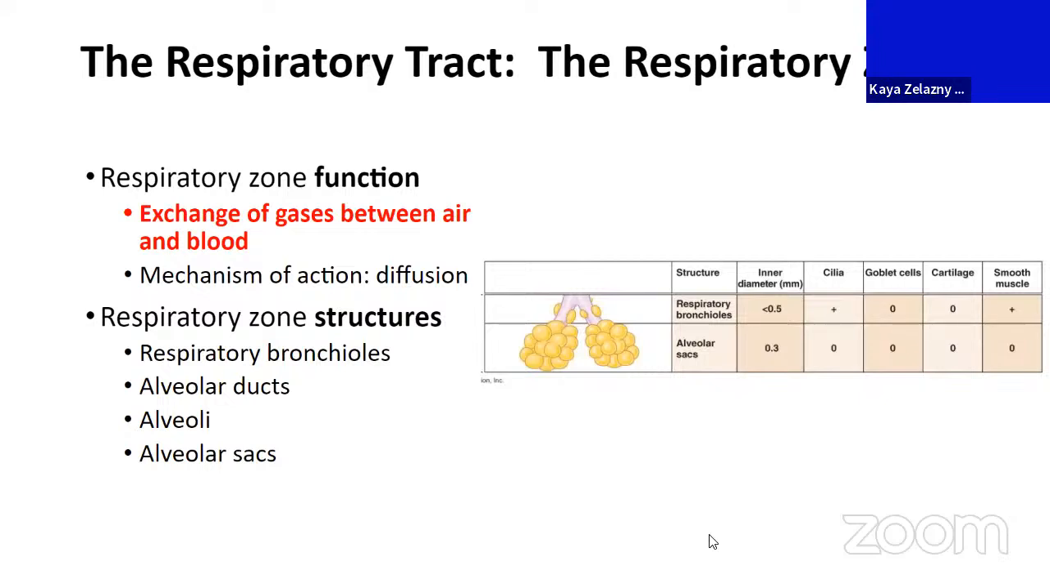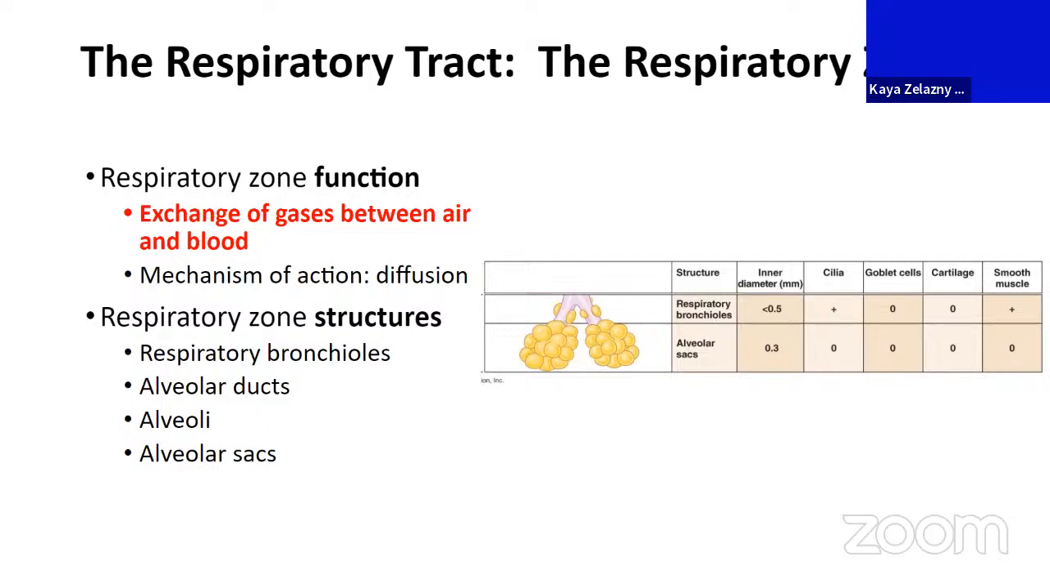Okay. So the point of the respiratory zone, after we get deeper and deeper and deeper past the conducting zone, in the respiratory zone, we want to start exchanging gases. So we're trying to take in oxygen, get rid of carbon dioxide. So these gases are swimming around in your blood. In the respiratory zone, we're putting them in really close contact with that air that you've breathed into your lungs.